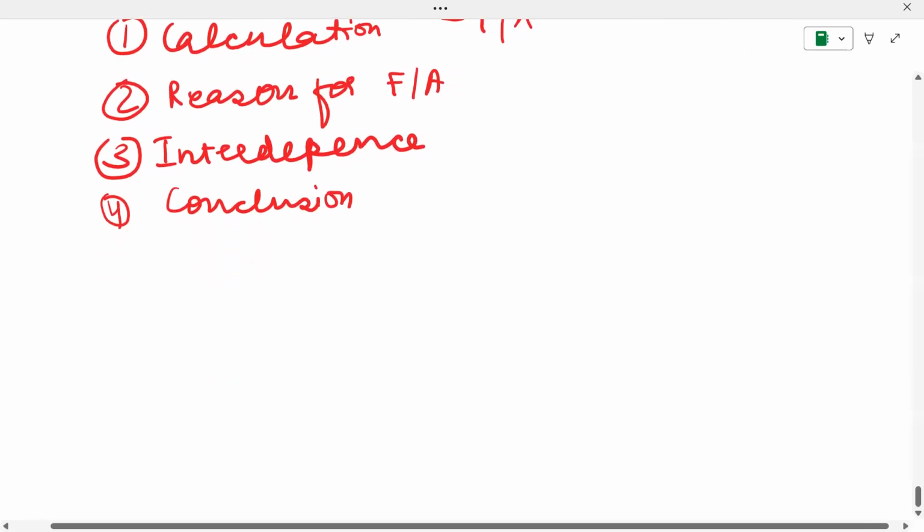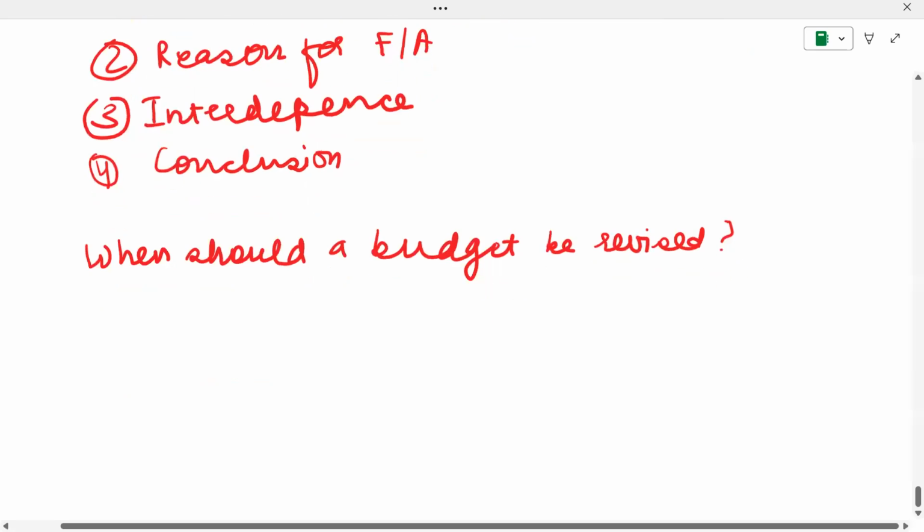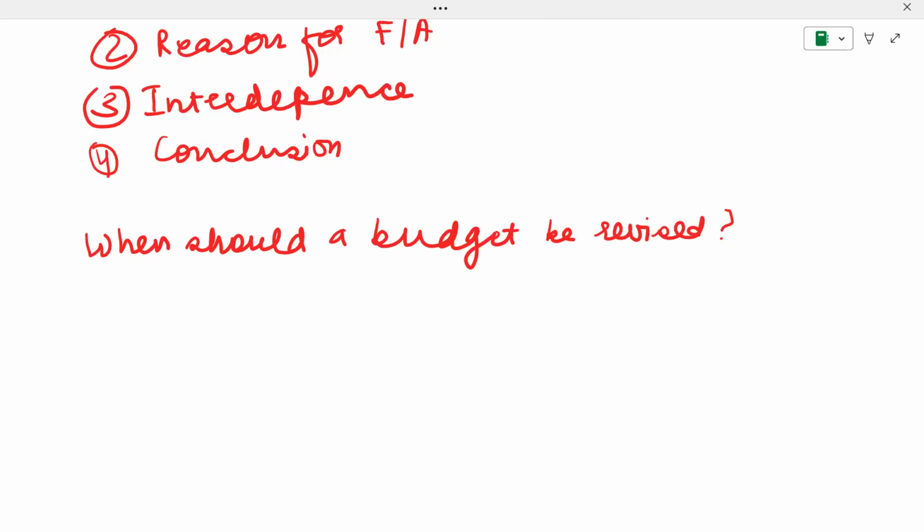Now let's also discuss, when should a budget be revised? A budget is also prepared by a human. It will not always be perfect. So what are the situations under which we should revise a budget?